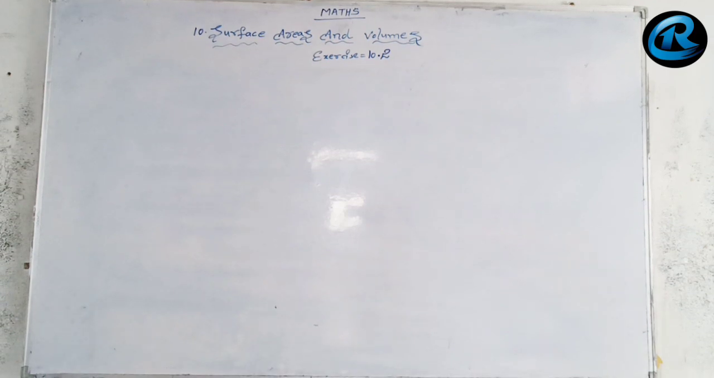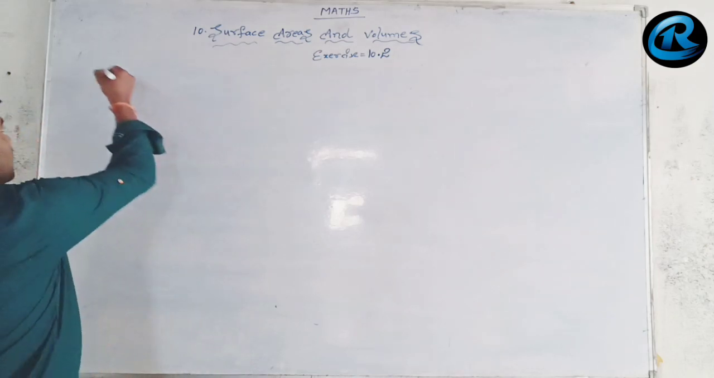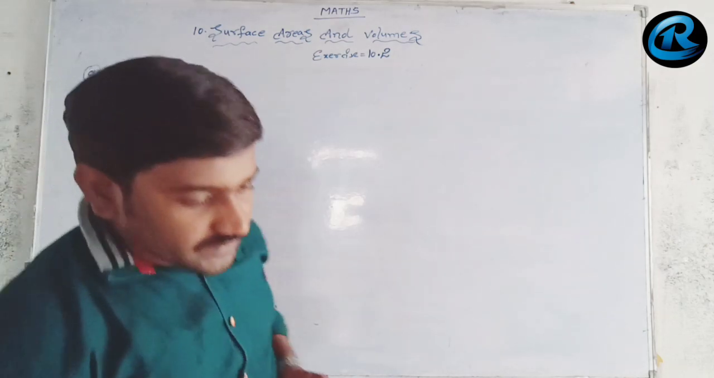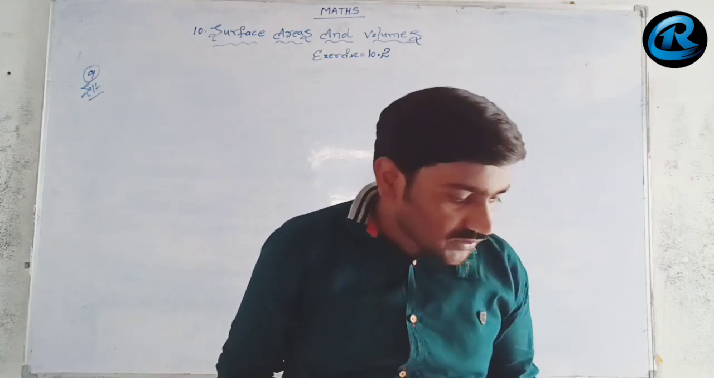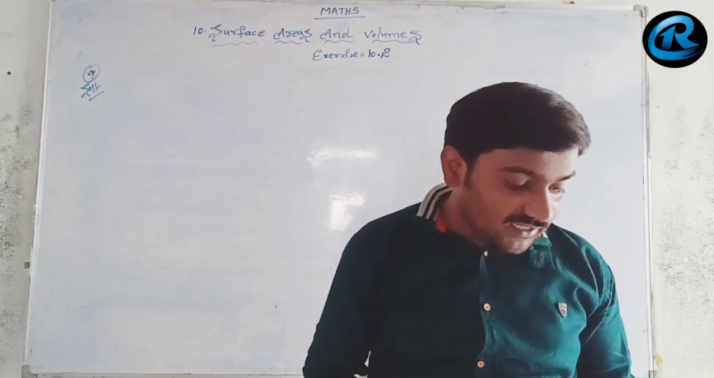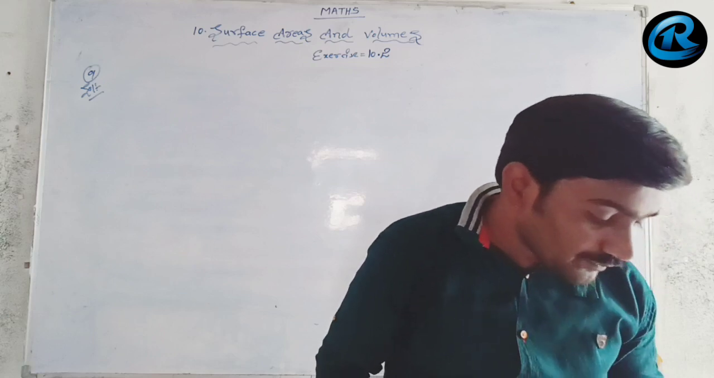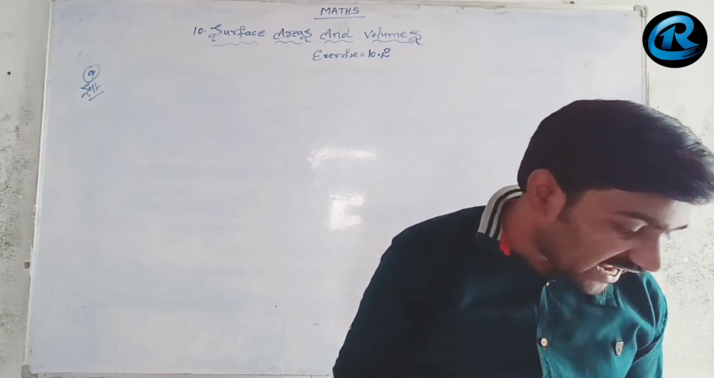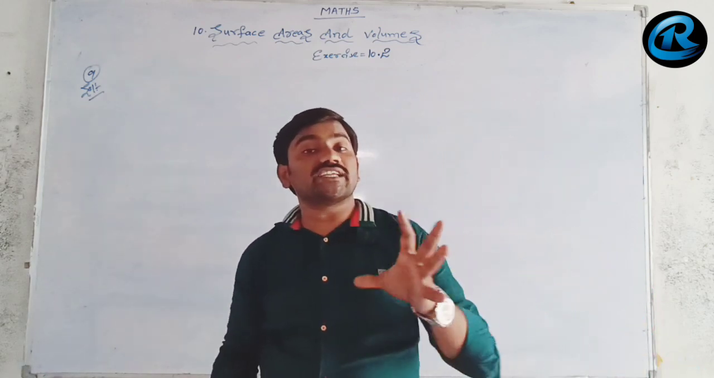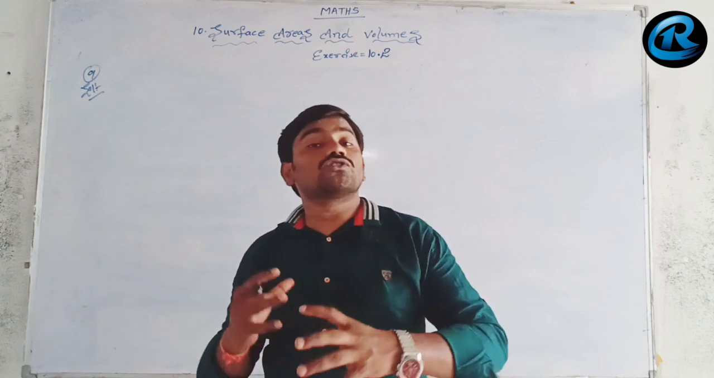Now we go for question number 9. Let us see question number 9. Find the total surface area of a closed cylindrical petrol storage tank whose diameter is 4.2 meters and height is 4.5 meters. So we need to find out the total surface area of a closed petrol storage tank.